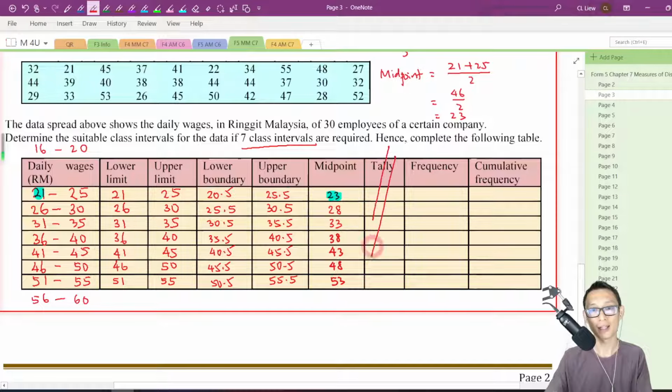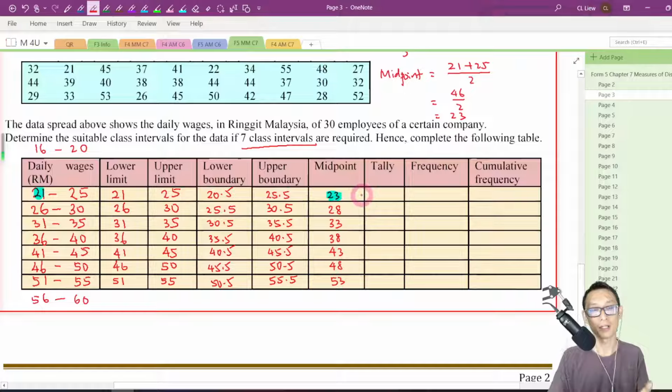Even though there is no column for tally, I would suggest you do the tally beside each class interval so that it's not that easy to make a mistake. Some students like to do it this way. For example, let me show you the first method. A lot of students like to do it this way. It is a faster way, but once you make a mistake, it's hard for you to know which part you made the mistake. So it takes a long time to recalculate again.